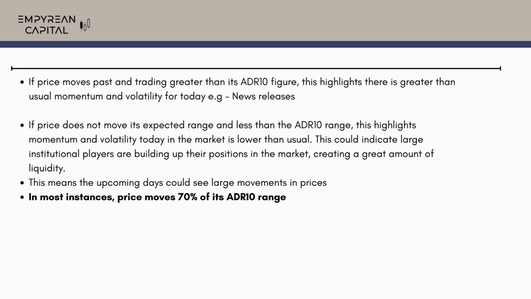Now, on the other hand, if price does not move its expected range and less than the ADR10 range, this highlights that the momentum and volatility for today in the market is lower than usual. And this could indicate large institutional players are building up their positions in the market, creating a great amount of liquidity. And this means the upcoming days could see large movement in prices, right? And in most instances, prices move 70% of its ADR range.